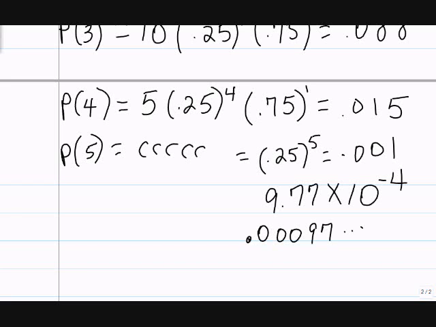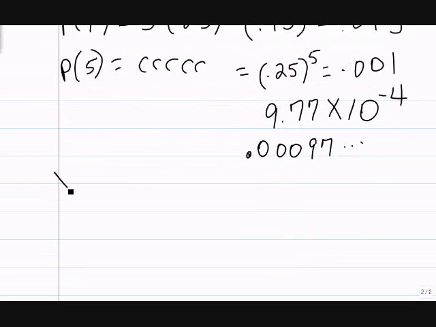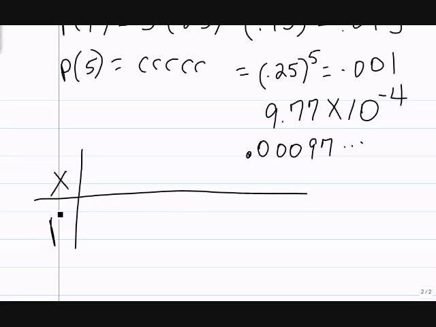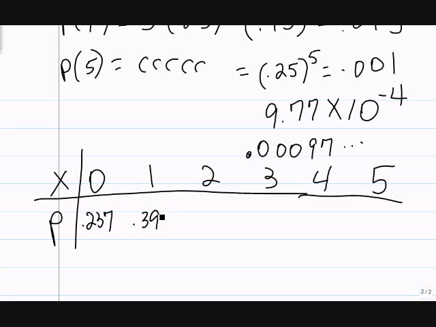All right, so let's make a distribution for this. This is for the number correct and the probability: 0, 1, 2, 3, 4, 5. 0 was 0.237. 1 was 0.396. 2 was 0.264. 3 was 0.088, 0.015, and 0.001. So we saw in our simulation that getting 1 correct came up most frequently, and yes, the probability of getting 1 correct is the highest.